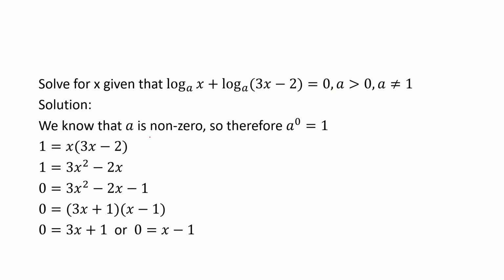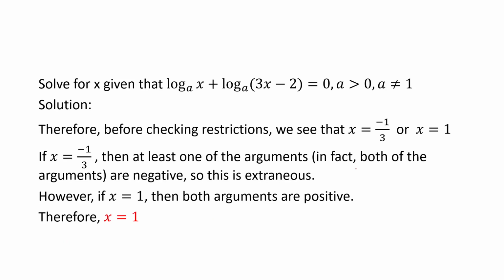Now we go back to a previous grade's math. That means 3x squared minus 2x equals 1. We make one side equal 0, we factor, and we solve. What we end up with is x equaling negative a third, or x equaling 1.